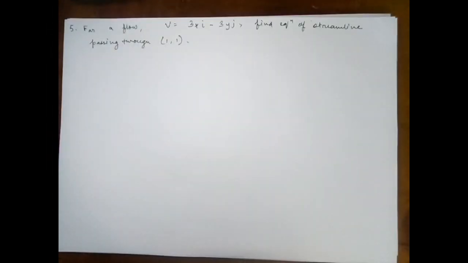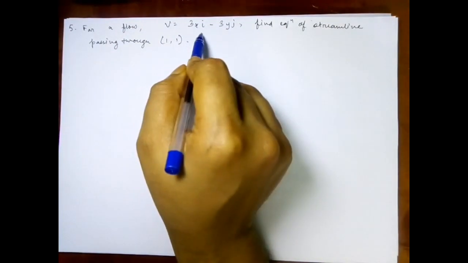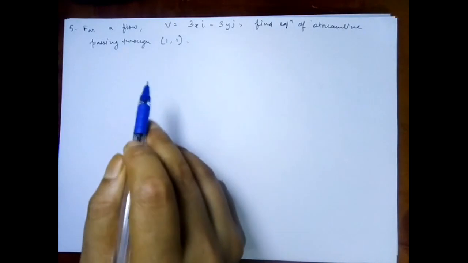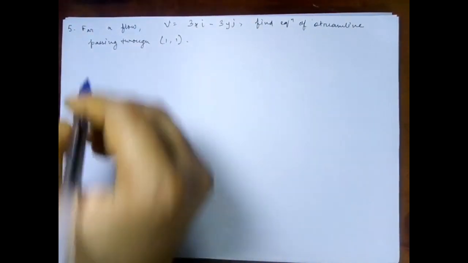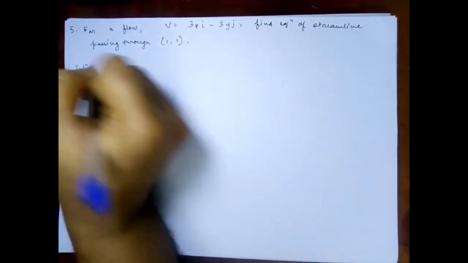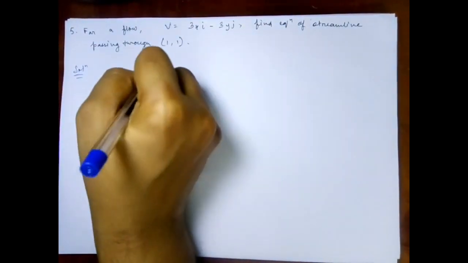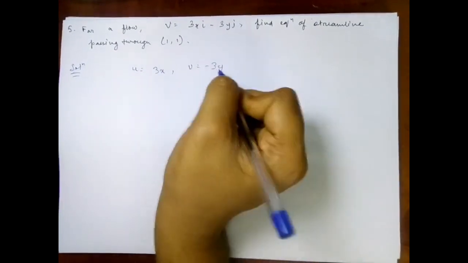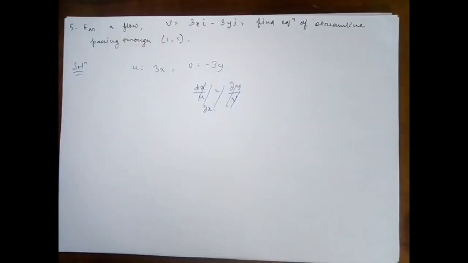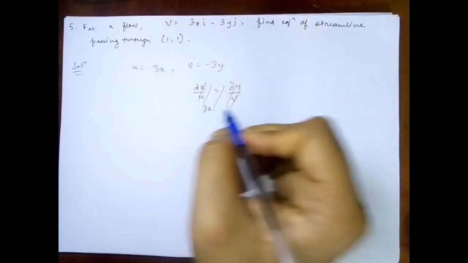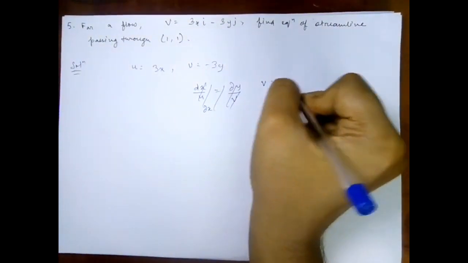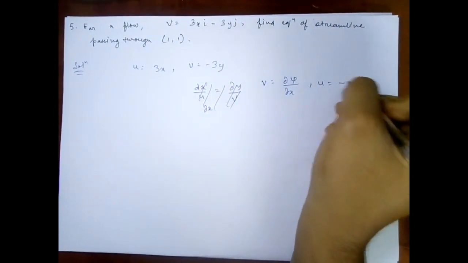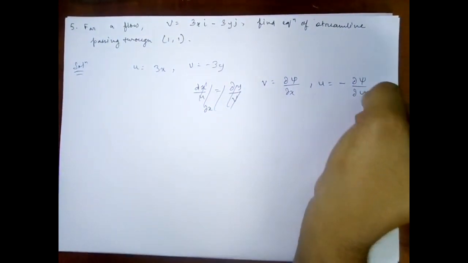For a flow, velocity given 3xi minus 3yj, find the equation of streamline passing through 1, 1. So here u is 3x and v is minus 3y. So the streamline function is given as v is equal to del psi upon del x and u is equal to minus del psi upon del y.